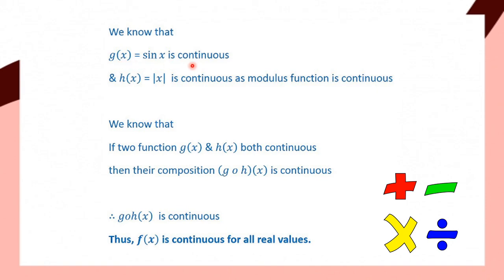Now g(x) is sine x, a continuous function. We know very well sine x is a continuous function, and h(x) equal to mod x, again it is the modulus function. So this is also a continuous function, as we have seen earlier. So we know that if two functions g(x) and h(x) are both continuous, then their composition is also continuous. So students, I hope you must have understood these concepts of continuity.